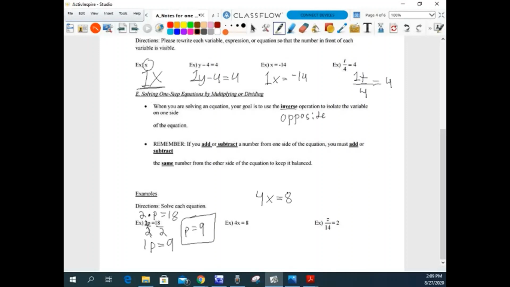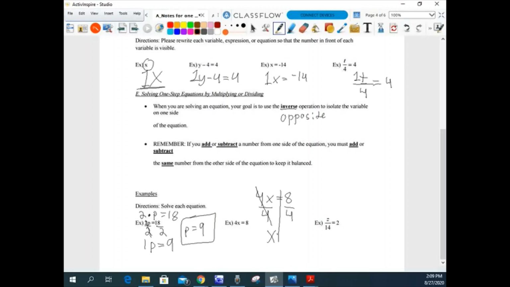4 times x equals 8. What do I need to do to get rid of multiplication? I need to divide by 4. What I do to one side, I do to the other. 4 divided by 4 is 1, so these just cancel out. I get x by itself.